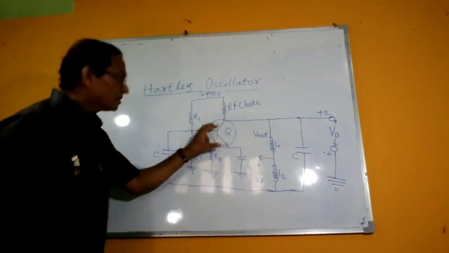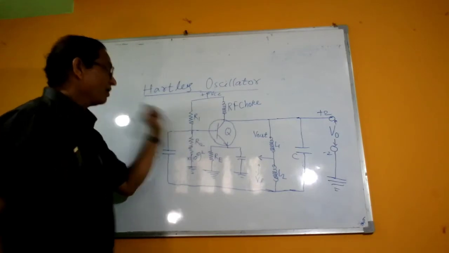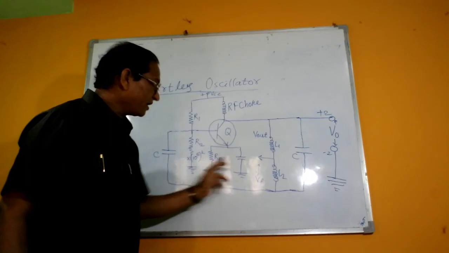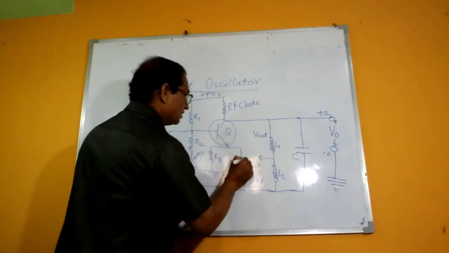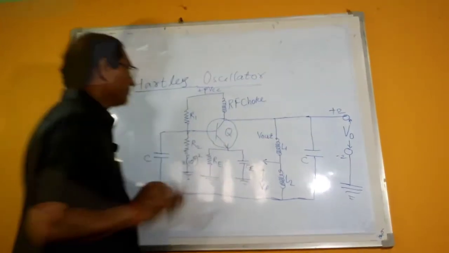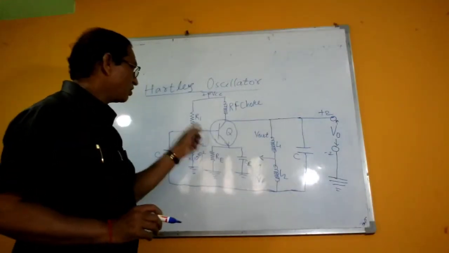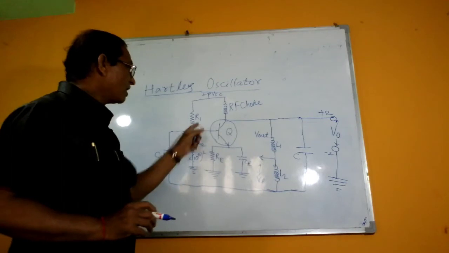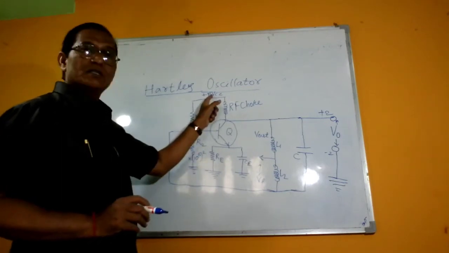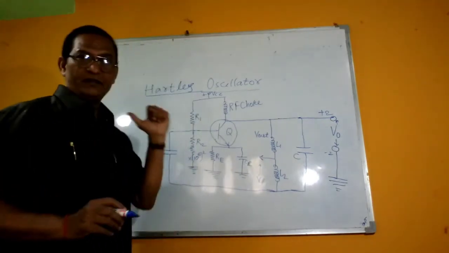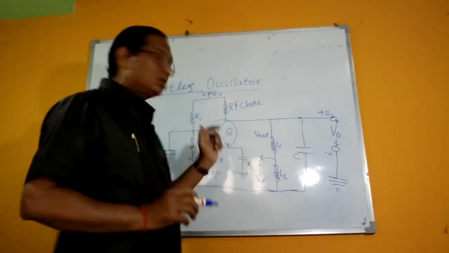So this is transistor Q. The emitter has the resistance RE and CE. This is CE. The voltage divider arrangement is provided across the base of the transistor with R1 and R2. VCC is applied, along with the tank circuit and the feedback.